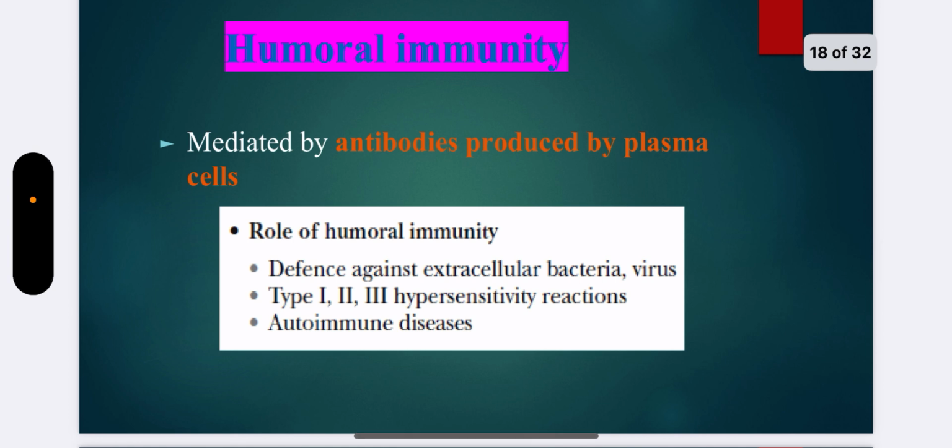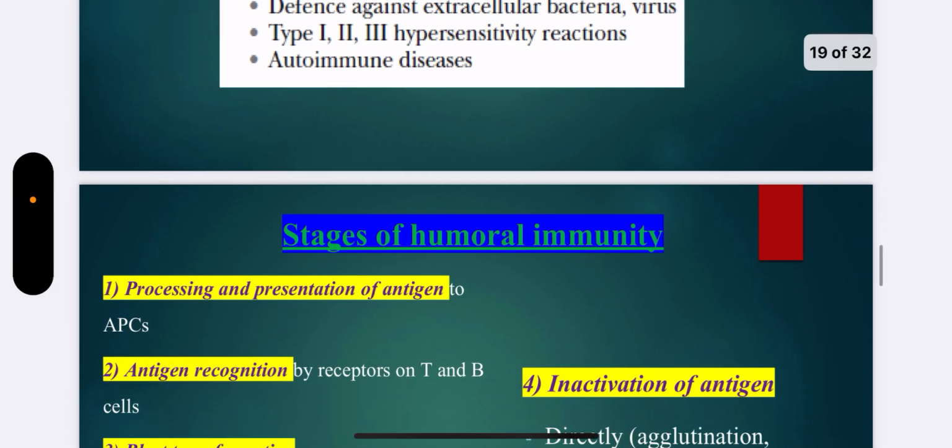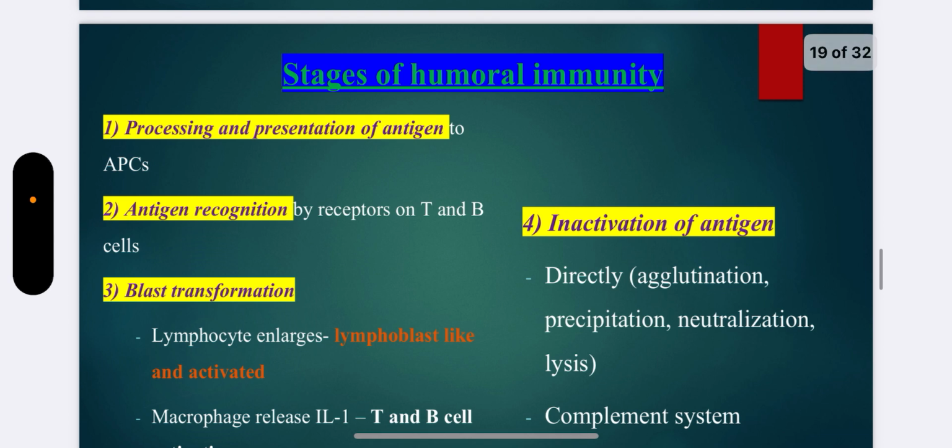Now about humoral immunity. It is mediated by antibodies that are produced by plasma cells, and it confers defense against extracellular bacteria, virus, type 1, 2, 3 hypersensitivity reactions, and in case of autoimmune diseases. Now about the stages. First, processing and presentation to the antigen presenting cells. Then it will be recognized by receptors present on T and B cells.